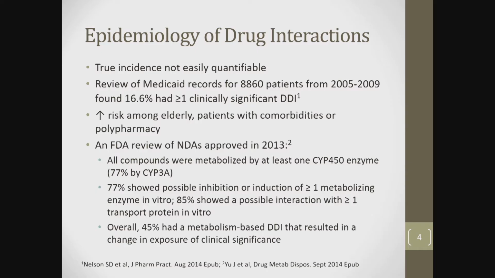A second publication here talks about an FDA review of NDAs approved in 2013, so fairly recent. And that review found that the majority of compounds, 77%, were metabolized by a cytochrome P450 enzyme. And about the same number showed possible inhibition or induction of a metabolizing enzyme. And overall, nearly 50%, or 45%, had a metabolism-based drug interaction that resulted in a change of clinical significance.